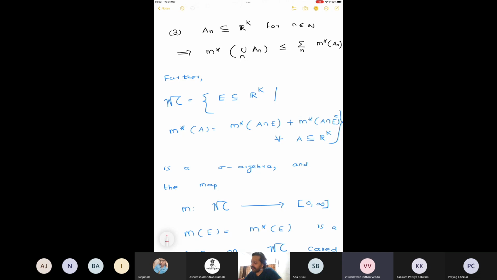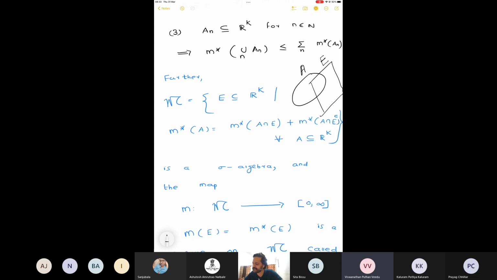Same way, you call a subset E measurable if for every set A, the outer measure of A you can write as a split. You can slice A with this slicer or cutter. The cutter is E. With the help of E, you can cut A into two pieces, and the measure of A is the measure of the part of A in E plus the part of A in E complement. If you can do that for every test set A, we call such a cutter E a perfect cutter or perfect slicer, or in the language of measure theory, measurable.